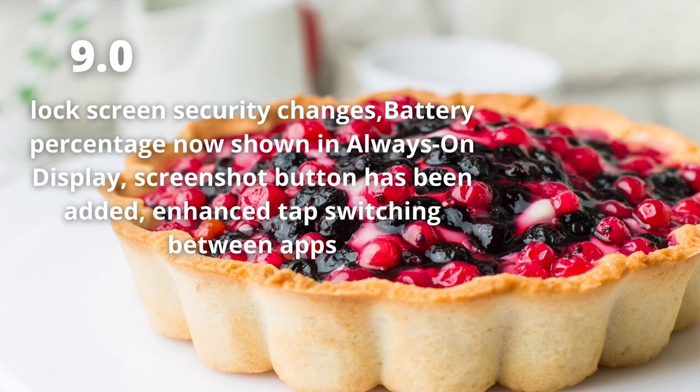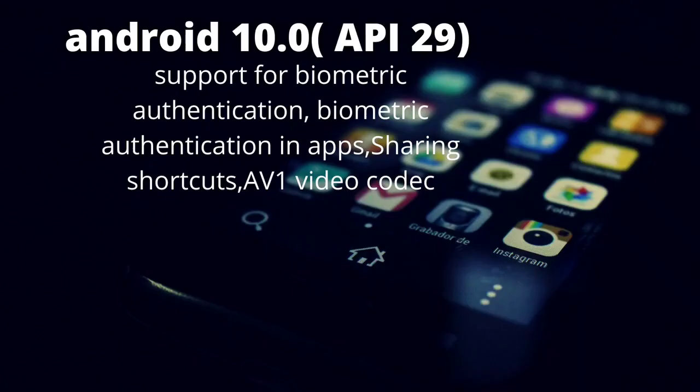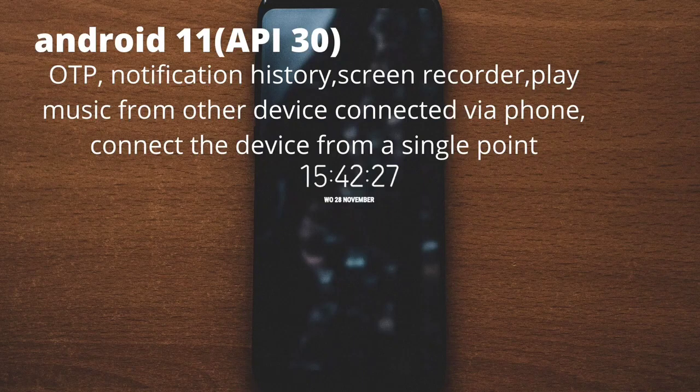In September 2019, Android 10.0, API 29, was released. This had features like support for biometric authentication in apps, sharing shortcuts, an AV1 video codec, etc. In September 2020, Android 11, API 30, was released, with features including OTP, notification history, a screen recorder, and playing music from other devices connected via the phone, connecting the device from a single point.